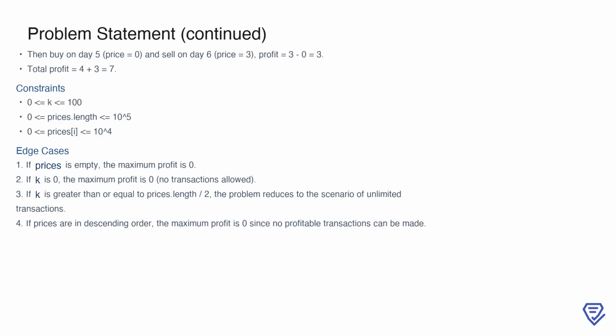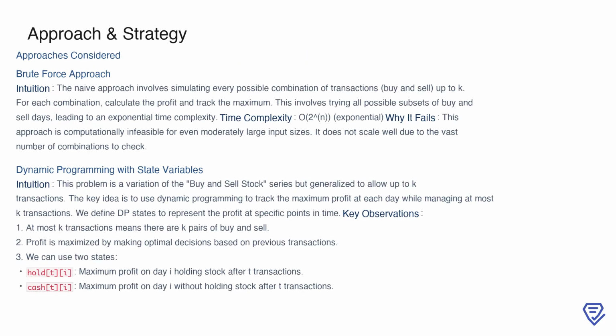If k is very large, such as greater than half the length of the prices array, the problem simplifies to the case of unlimited transactions. Finally, if the prices are in descending order, no profit can be made, and the maximum profit would also be 0. To solve this problem, we start by exploring 2 main approaches.